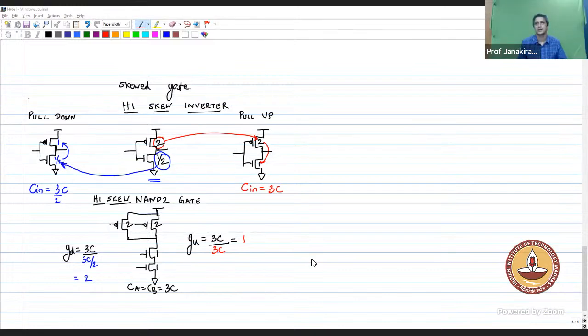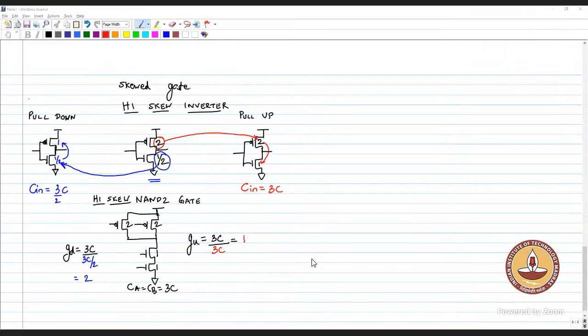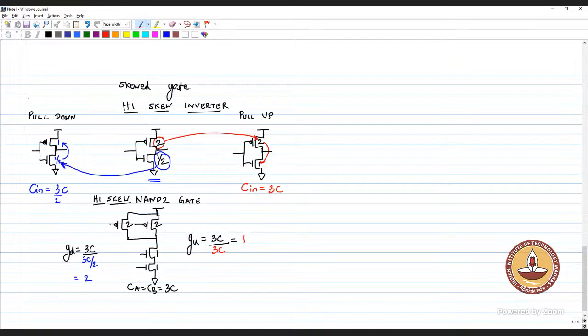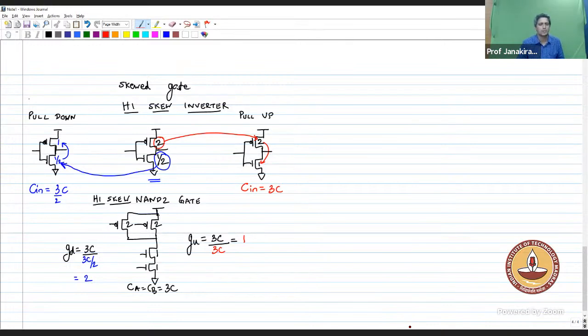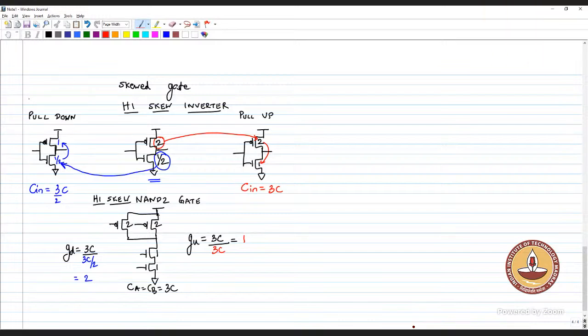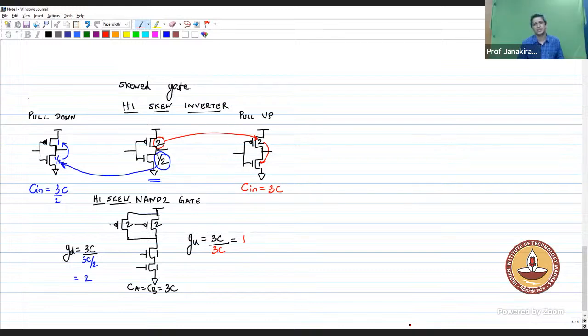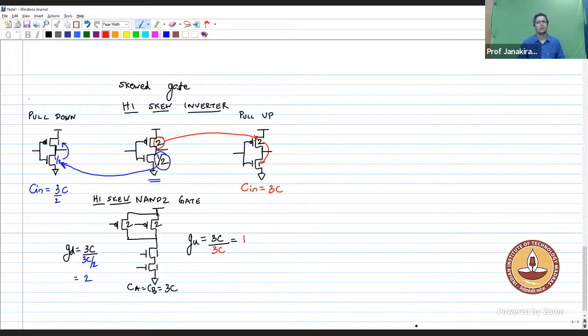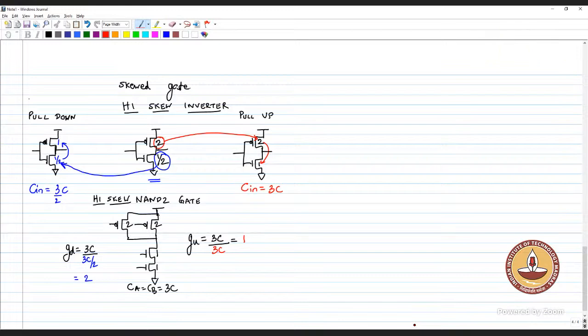Sir, can I say the reference inverter is a high skewed inverter? No. What do you mean by reference inverter? What are WN and WP? PMOS is 2 and NMOS is 1. Then how is that high skew? They both have the same delay, pull down and pull up. So that is not high skew.